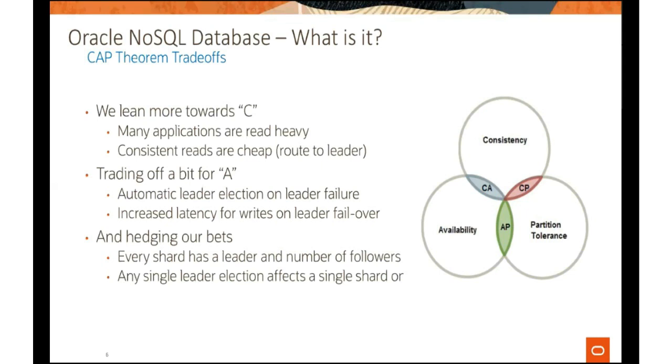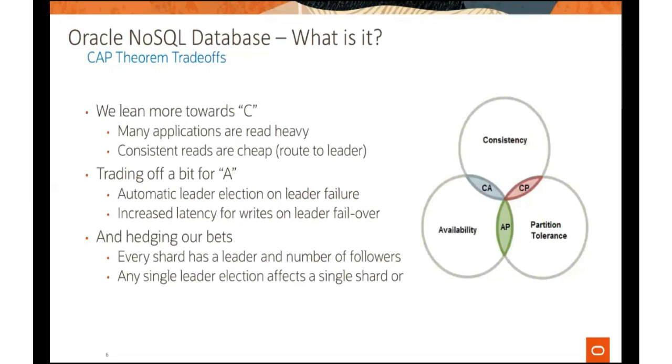And how do we do this? And why do we do this? So when we looked originally at designing this product, we noticed that many applications are read heavy. And if you think about the applications you interact with every day, you can easily realize that most of your activity in the applications you use in your daily work, you are typically 90 to 95% read with 10 to 5% write. So we wanted to make consistent read operations very, very cheap. And we do that by just routing the read to the leader node in every shard.